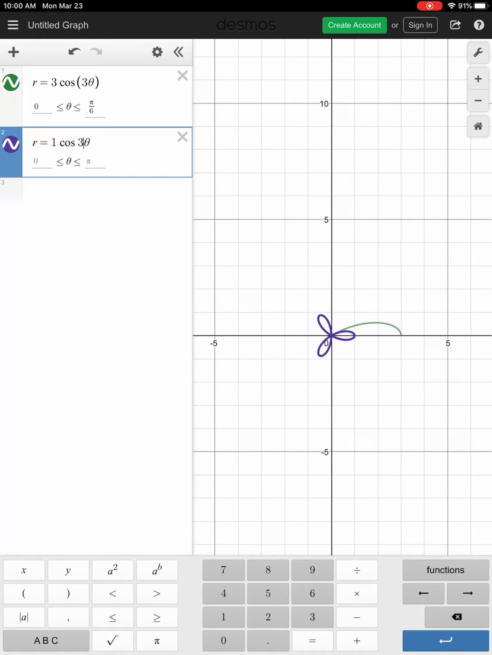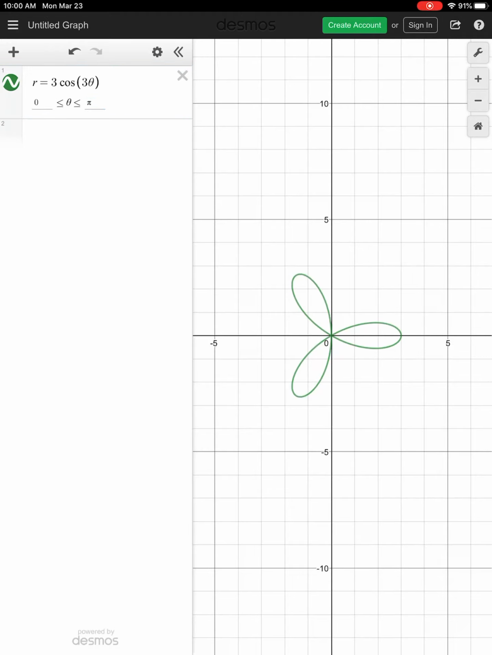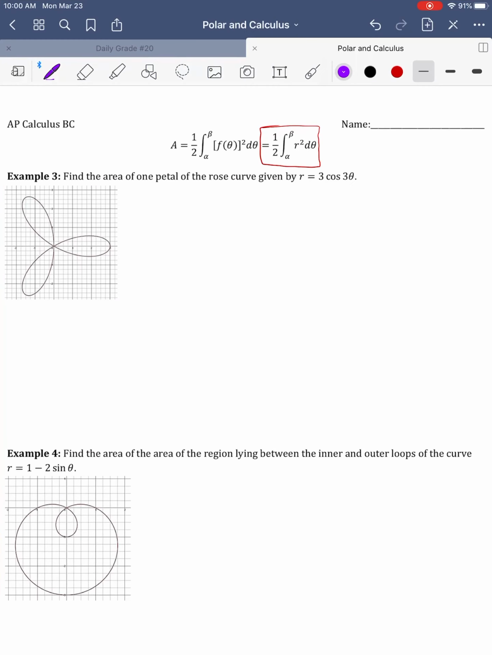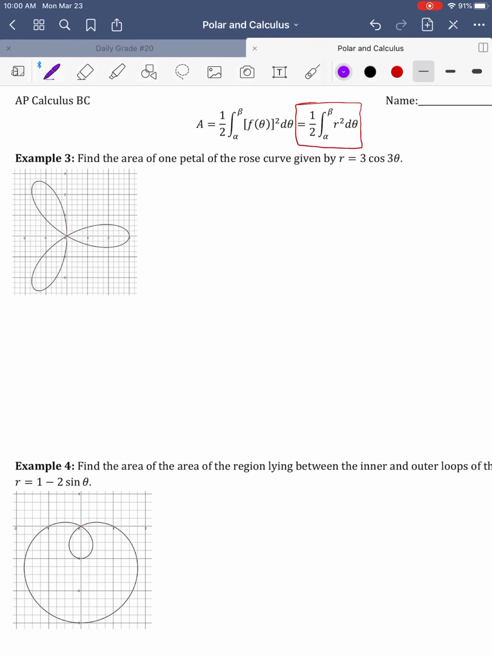But in 4, you have 8 petals, etc. So that's what those numbers are. They're not just random things. So if I know all that, I can understand a little more. I can understand that in 3 cosine 3 theta, the 3 out front of the cosine is the length of the longest petal, and the 3 theta is what's controlling how many petals you have.